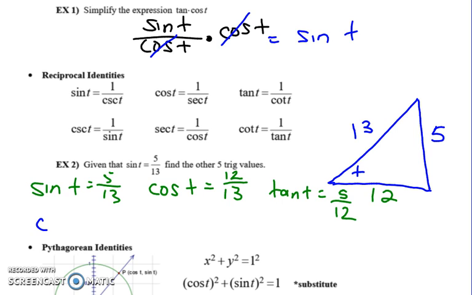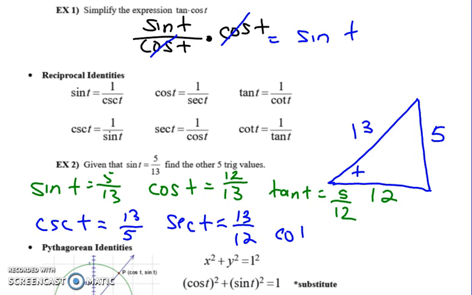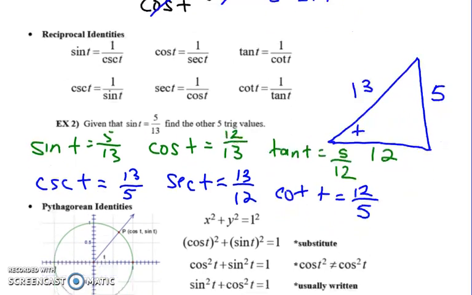The cosecant of t is going to be 13 over 5. The secant of t is going to be 13 over 12. And the cotangent of t is going to be 12 over 5. Alright, so hopefully, because we've done this in the past, this part you are comfortable with. So we're going to move on.